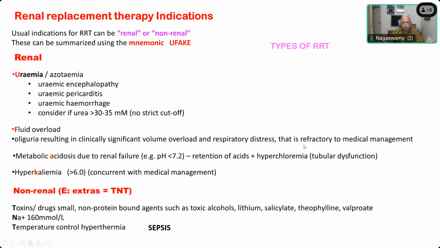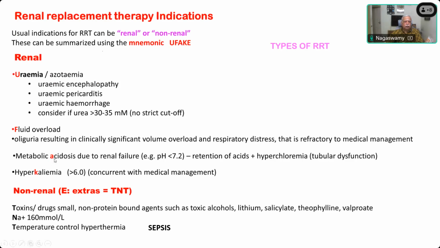Initially, it can be treated with medical management by heavy doses of diuretics and fluid restriction and all these things. But if it is not responding to that, we will have to remove the excess fluid only by renal replacement therapy. The third condition is metabolic acidosis, which develops in renal failure with a pH less than 7.2, retention of acids and hyperphosphatemia, tubular dysfunction. All these things lead to that.